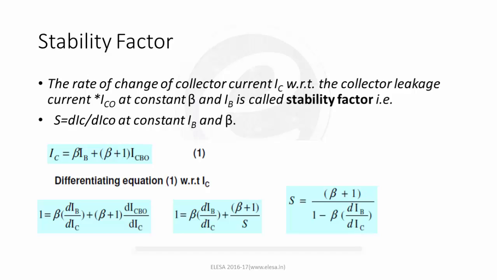From the equation, IC equals beta IB plus (beta plus 1) ICBO. Here, beta IB is the majority current and (beta plus 1) ICBO is the minority current due to the reverse leakage charges. Differentiating the above equation with respect to IC, we get 1 equals beta times dIB by dIC plus (beta plus 1) times dICBO by dIC. By solving, we get S equals (beta plus 1) upon (1 minus beta times dIB by dIC). That is about the stability factor.